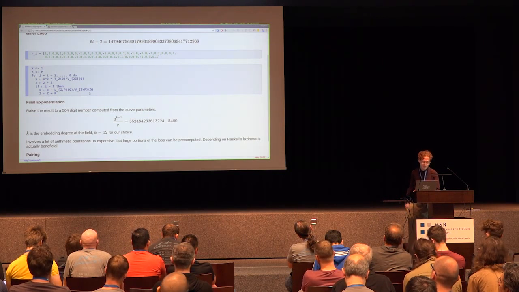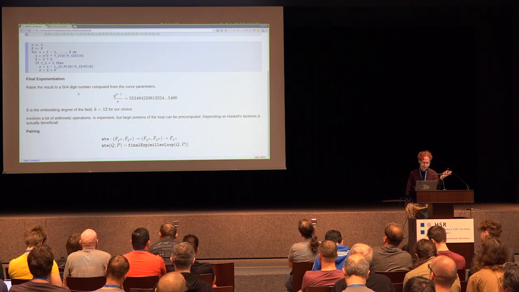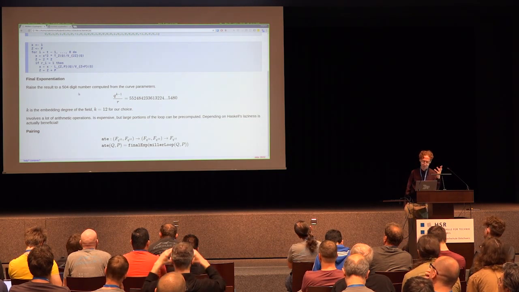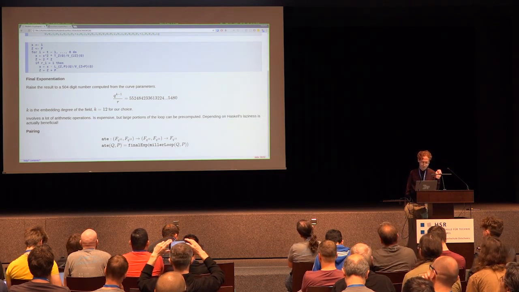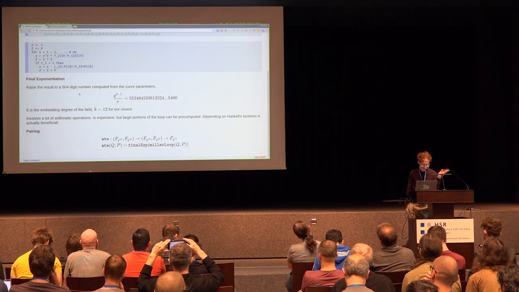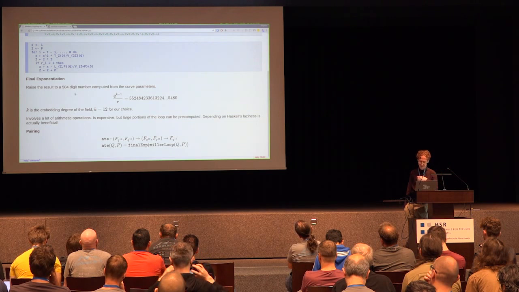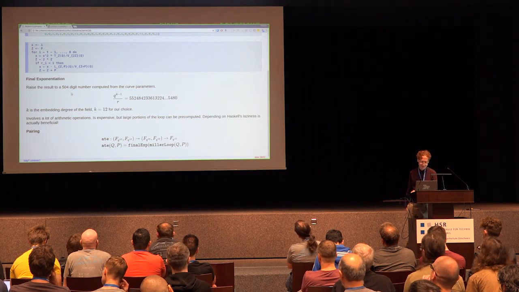And then at the end of the result, you do what's called the final exponentiation, in which we raise the result of the Miller loop to (q^k - 1)/r. K is the embedding degree of our field, which produces this unimaginably large number by which you then have to exponentiate the result of the Miller loop. And then you finally get this ate pairing, which gives you the bilinear map that you want.